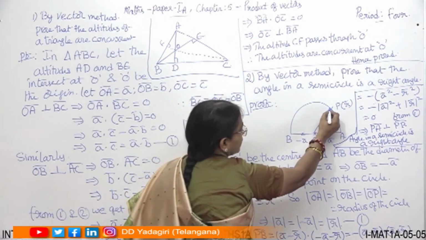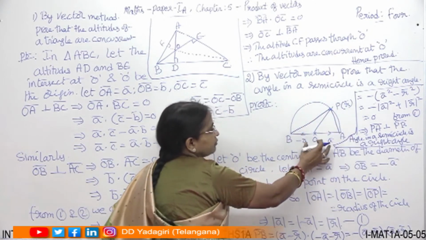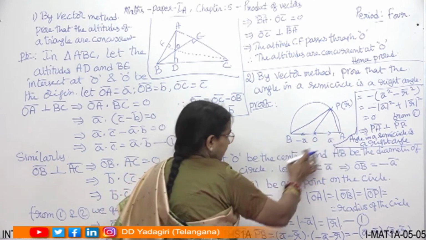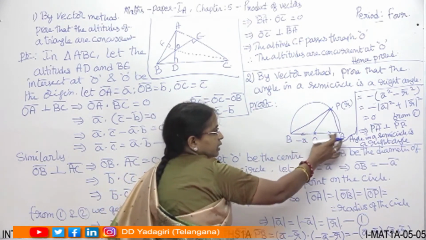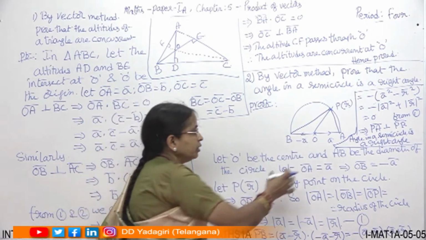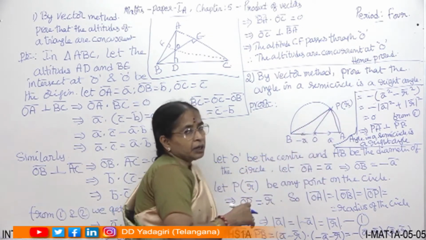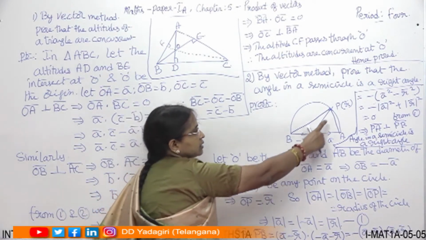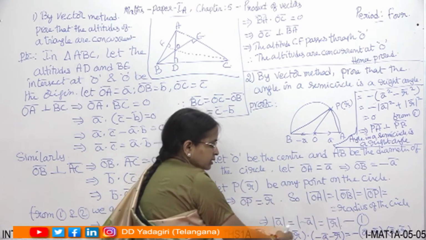Now angle in a semicircle is a right angle. To prove that angle in a semicircle is a right angle, first we'll take the circle with center as O and radius A. So OA is A. The diameter is AB. So OA is A, OB will be minus A because it is in the opposite direction. So we'll take that vector as minus A and take any point P on the semicircle. Take its position vector as R. Then these lengths OP, OB, OA are all equal.